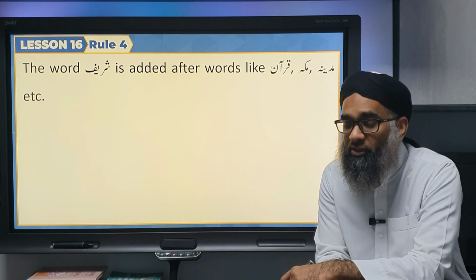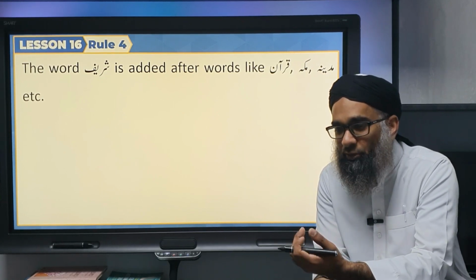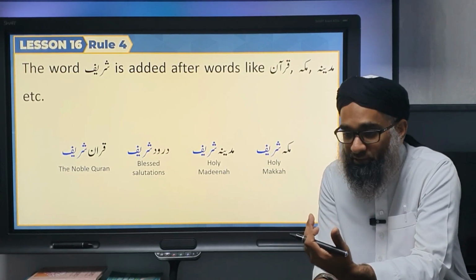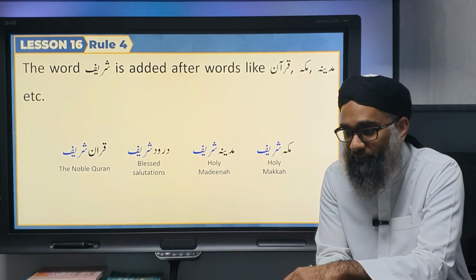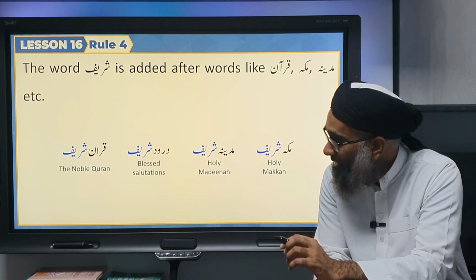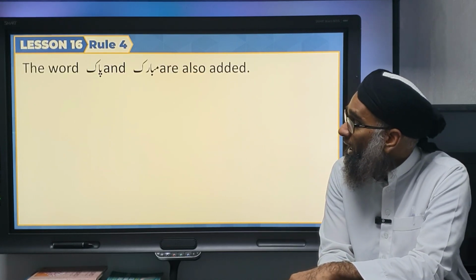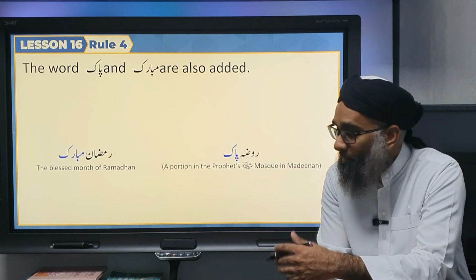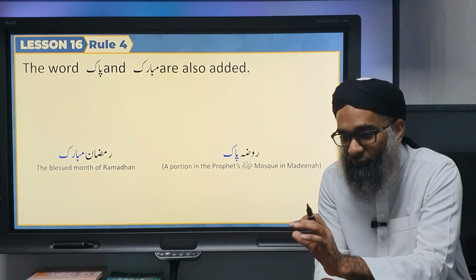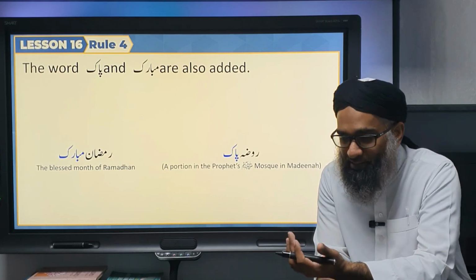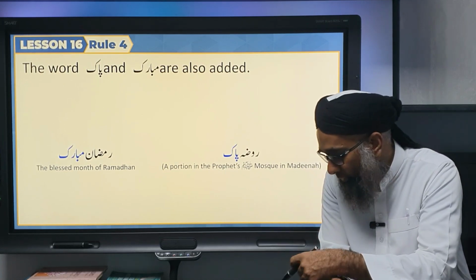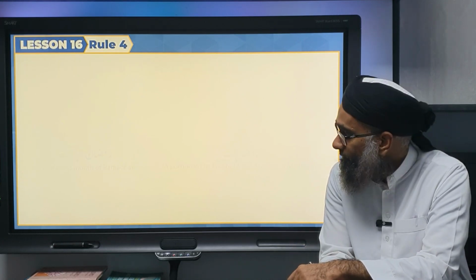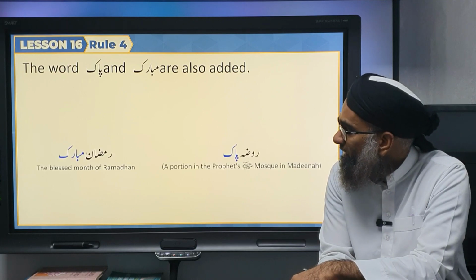Similarly, the word Sharif. Sharif means noble. So you can add these words to different things. For example, Makkah Sharif, Medina Sharif, Durud Sharif. Durud means Salah ala Nabi. Quran Sharif. Yes? So those words are added afterwards. Similarly, the word Pak. Pak means pure, clean. Mubarak means blessed. So Rawdah Pak, Ramadan Mubarak. So these kinds of respectful words are added. This is not an exhaustive list, but you get used to it more and more. When we get to the end, to the literature, we'll see different uses of these things. Okay?